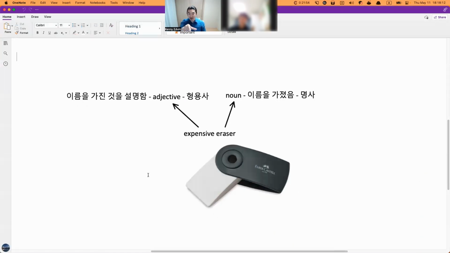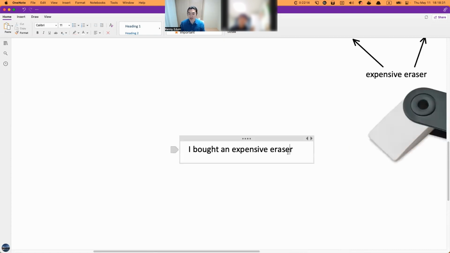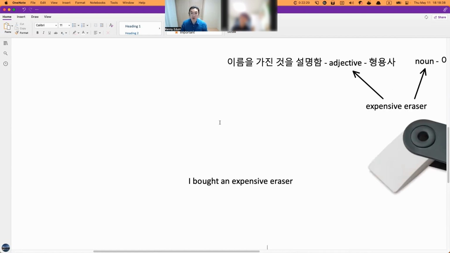Then now we need to expand it to the next one, expensive eraser. And then we will move it to the next one: I bought an expensive eraser. What does that mean? 나는 비싼 집게를 샀다. Right, then now we have one thing here, bought. What does that do? And that is called verb. And that is called 동사.